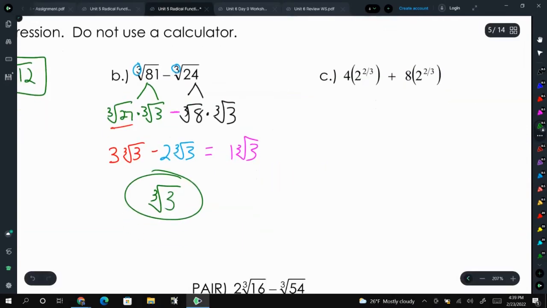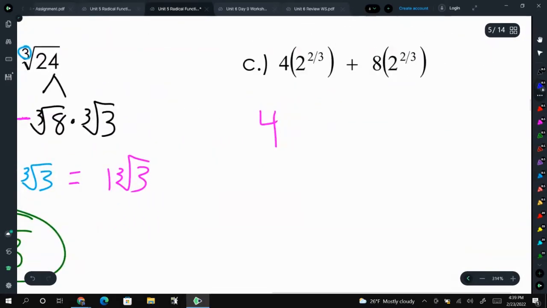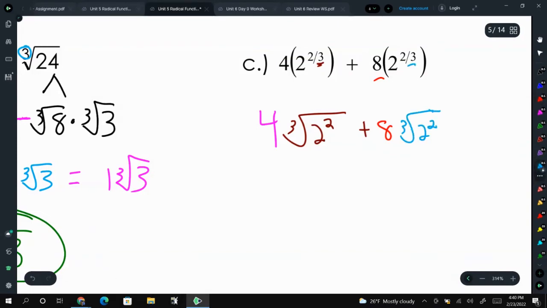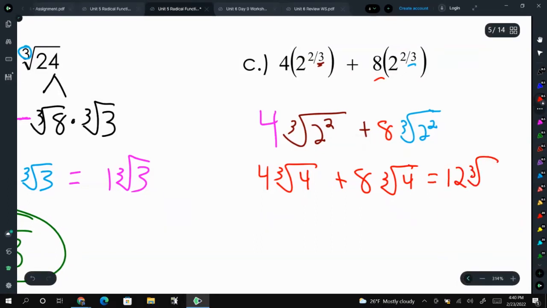All right, now letter C, we need to change this into a radical. That would probably make things a little bit easier. So we have 4. And remember, when we switch from a rational exponent to radical form, the bottom number, the denominator, is your root. So this is going to be the third root of 2 squared plus 8 times the third root of 2 squared. Well, we know 2 squared is 4. So this is going to be 4 times the third root of 4 plus 8 times the third root of 4. We can't take the third root of 4, so this is going to be 12 times the third root of 4.